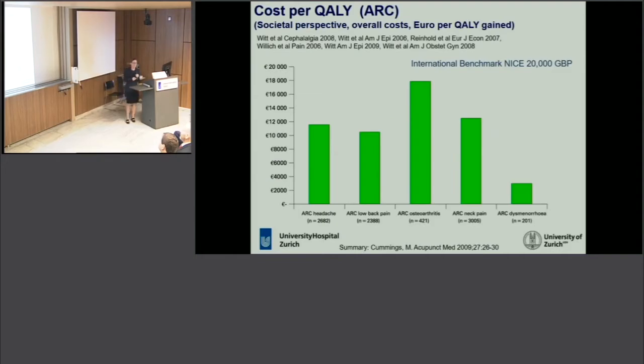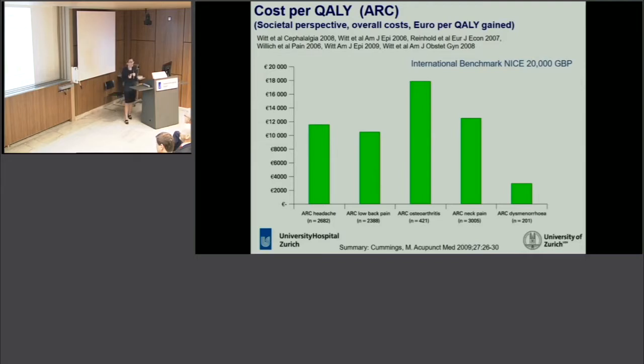So when I put this into a chart where I have several diagnoses, this is all data from our trials which I have shown before, you see it's quite low for dysmenorrhea here. It's only 3,000 euro per extra year of perfect quality of life. It's a little bit higher for headache, low back pain, much higher for osteoarthritis here, and a little bit in the middle for the neck pain.